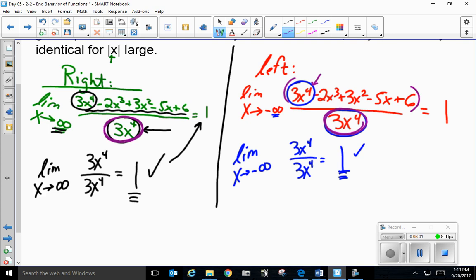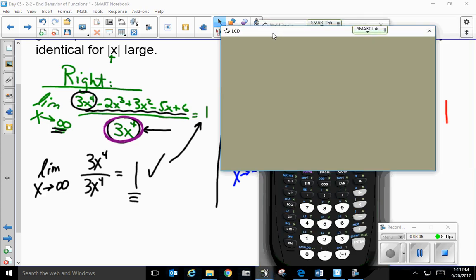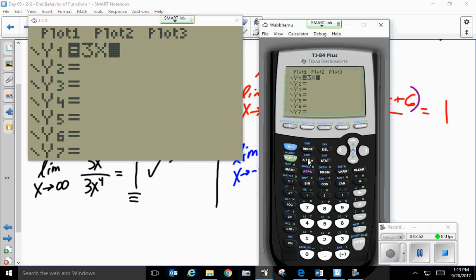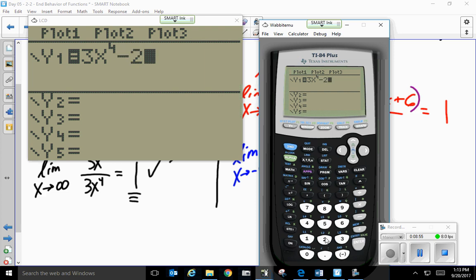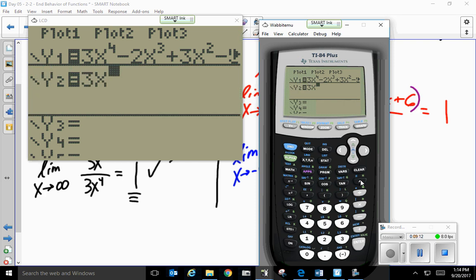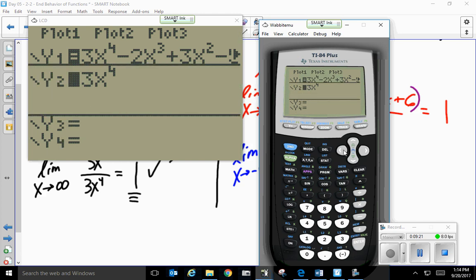All right, let's take a look at this, shall we? I want one of you to read off to me when I'm ready. What's that first one? It's 3x to the 4th minus 2x cubed plus 3x squared minus 5x plus 6. And then I have just 3x to the 4th. Now the middle, as it's close to the origin, they're not going to be the same. But as it goes to the right forever and to the left forever, they should look the same. So we'll make this the thicker line.